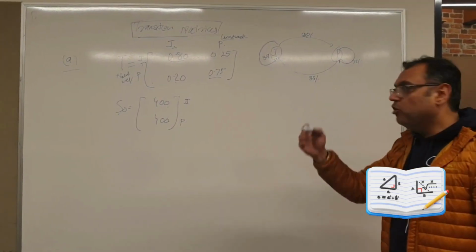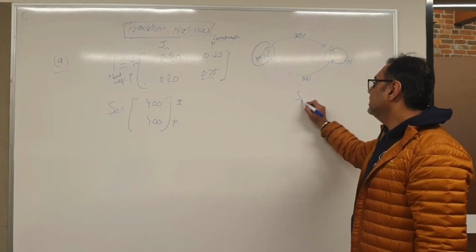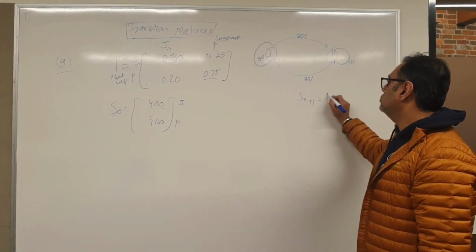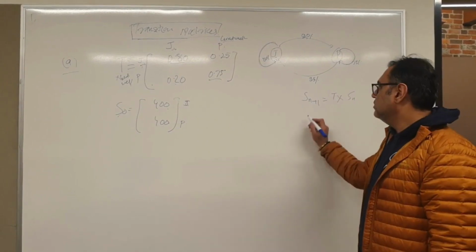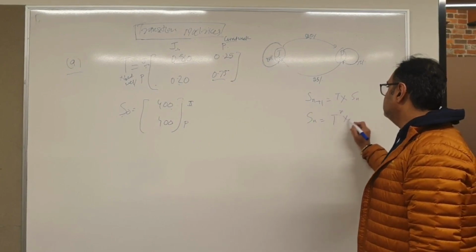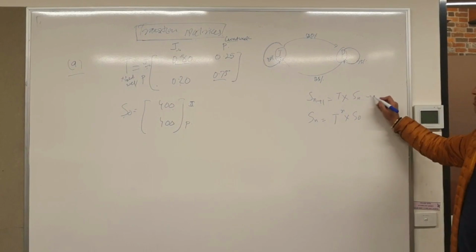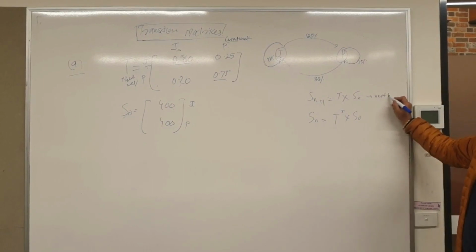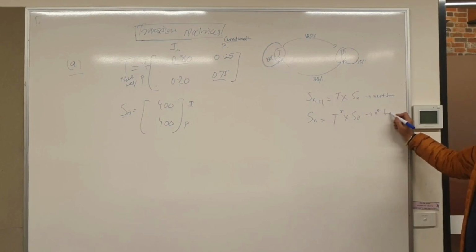Now I know my formulas. There are two formulas. One is S(n+1) equals T times Sn. And the other one is Sn equals T raised to the power of n times S0. This is called the next term formula, and this is called the nth term formula.